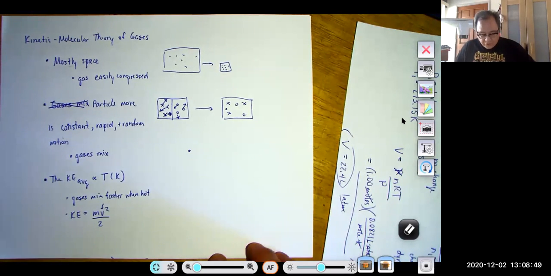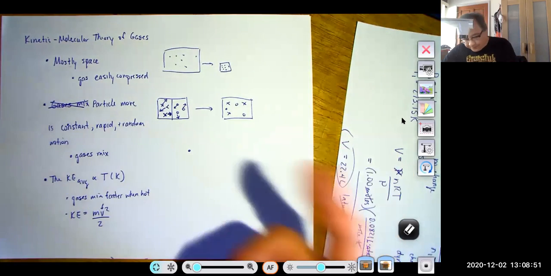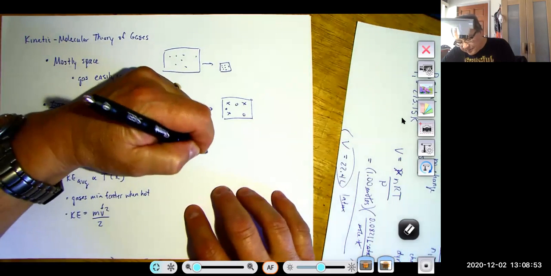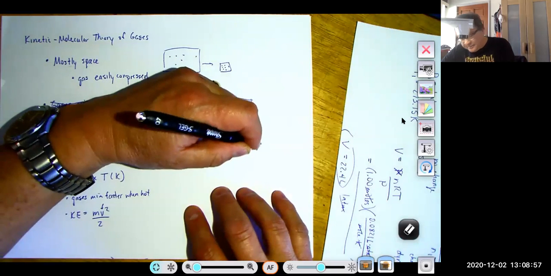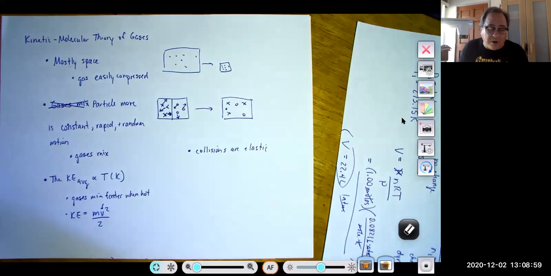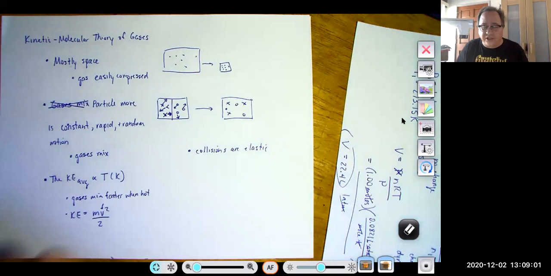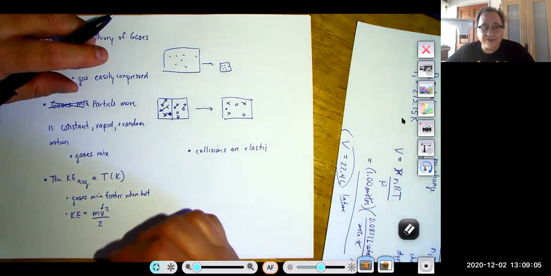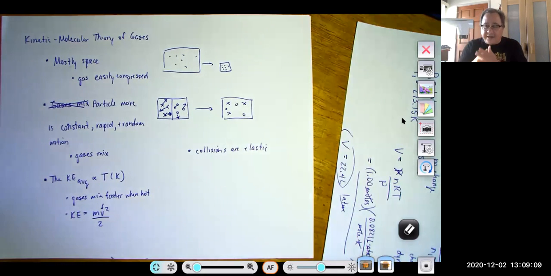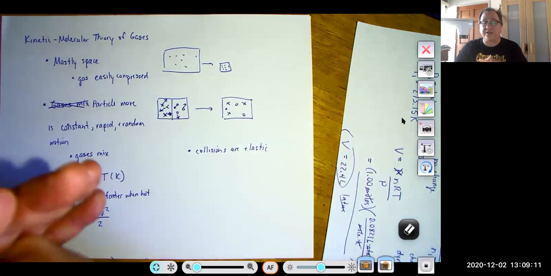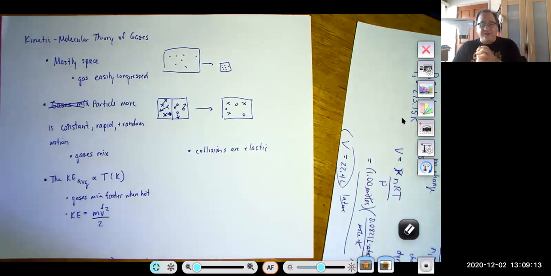Okay. So what's the other thing? Collisions are elastic. So what that means is that when a gas particle hits something else, no energy is lost. Now, that's not completely true, because when you do have collisions, you do have kinetic energy being lost through heat transfer. Okay, so how is it that we come to the conclusion that collisions are elastic?